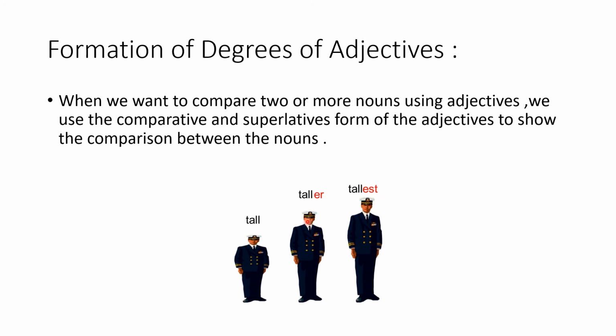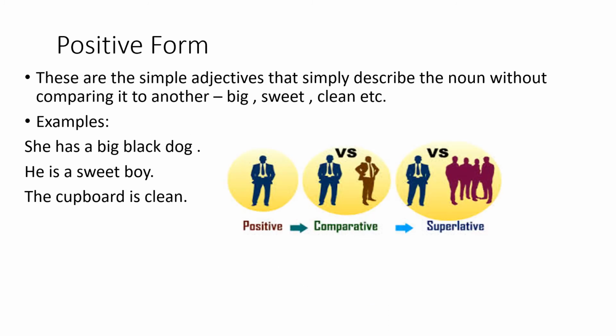So let us know about this degree, that is the positive degree. This is the first form of degrees. In this form, or you may say in this degree, we do not compare any noun with another. It is the simplest form, like big, sweet, clean, beautiful. See the example.